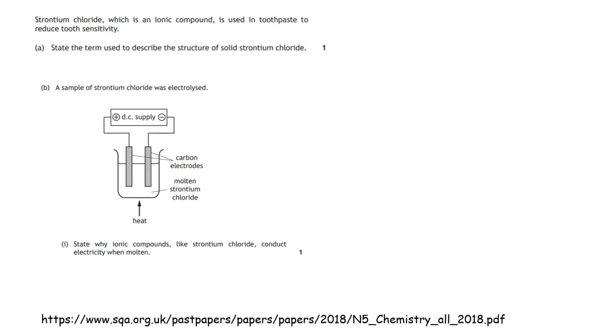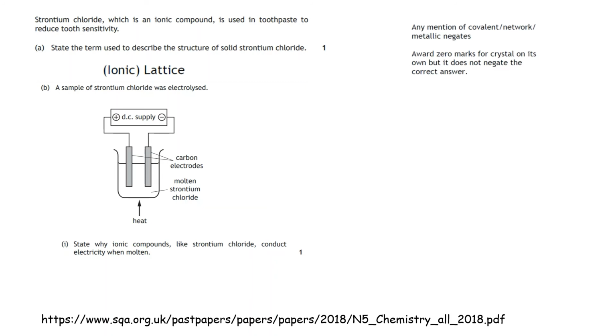Here are some exam past paper questions for you to try. So pause the video and see if you can get the correct answers. The term used to describe the structure of solid strontium chloride is an ionic lattice. It's a metal joined to a non-metal. You would not get the mark if you mentioned covalent network or metallic bonding.